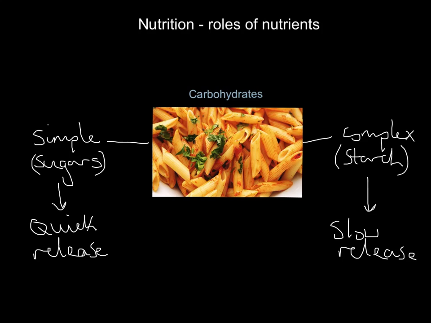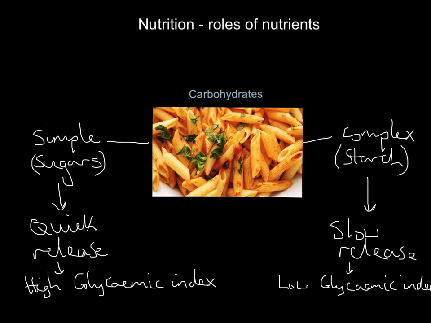What are the implications of that? Sugary carbohydrates are quick release. They get into your system and into your bloodstream very, very quickly. Your complex carbohydrates are your slow release. They get into the system gradually. There's a term that we need to apply to each of these: glycemic index. You might have heard of it before, you might not. Your sugary carbohydrates, the ones that get into your system very quickly, are high glycemic index. Your complex starchy carbohydrates that are slow release are low glycemic index.